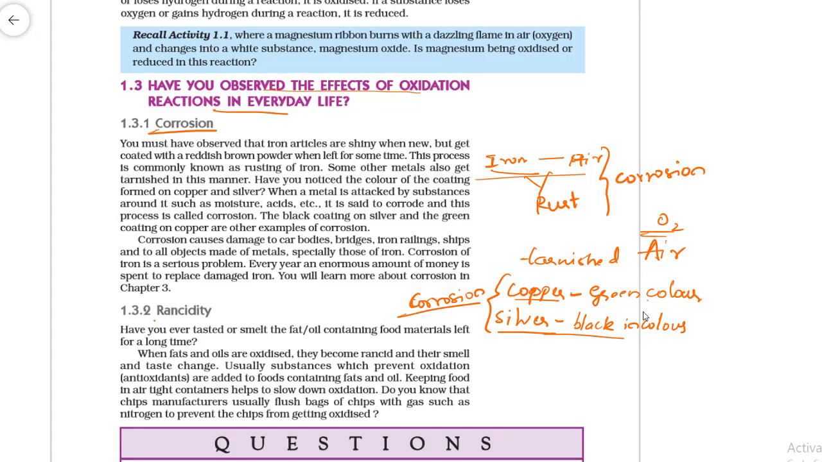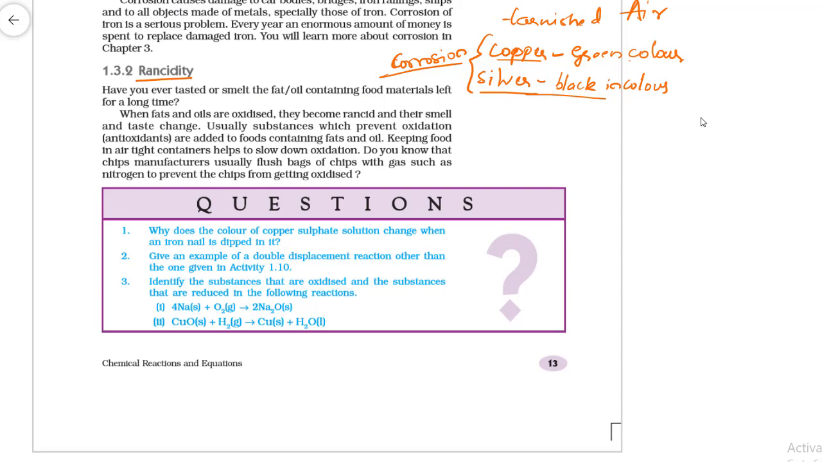Next is rancidity. If you observe properly, when you taste or smell any fat or oil containing food materials left for a long time, what are you going to see? You are going to see that the smell and the taste are going to change, right? The taste and the smell both are going to change. Why? Because of oxidation. The materials have reacted with oxygen. That's why the smell and the taste of these fat and oil containing food materials change.